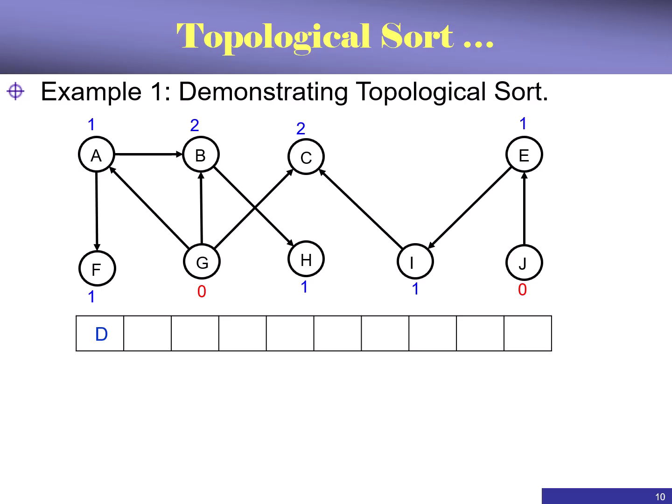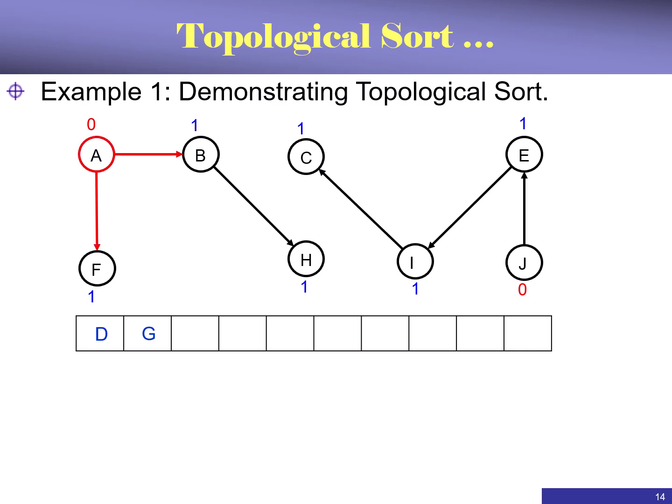So now I recalculated. We have two vertices with 0 in-degree, G and J. In alphabetical order, G comes first. So put it in the sorted list. Remove the vertex with the outgoing edges. Now the next one is J.